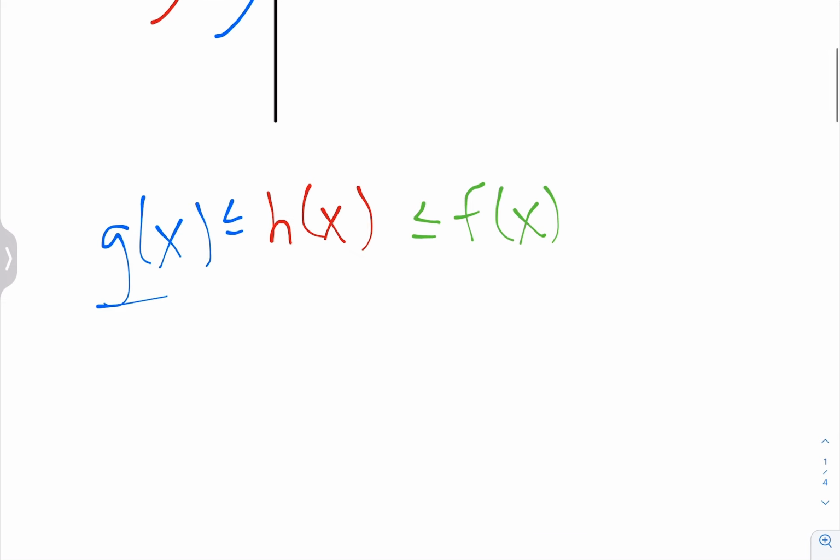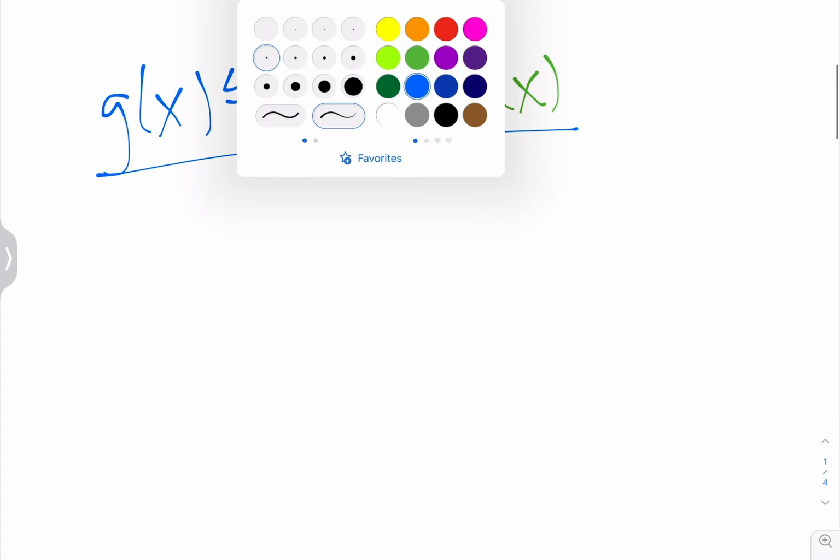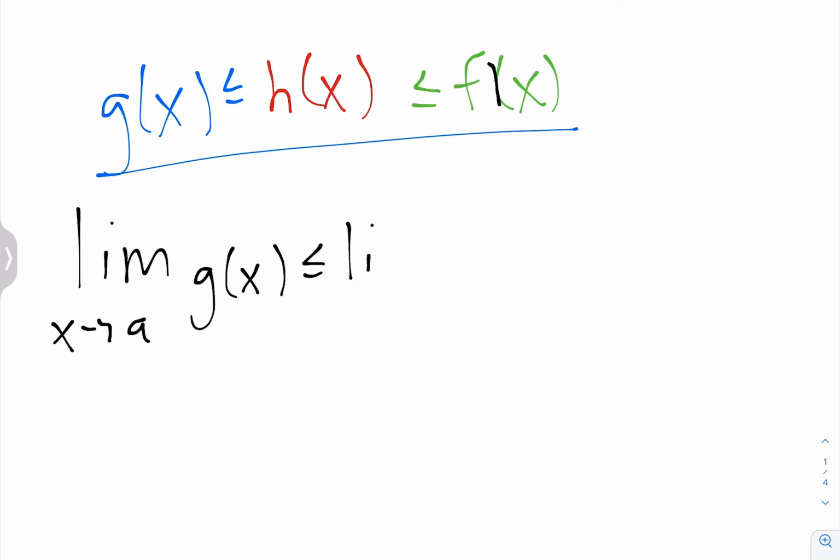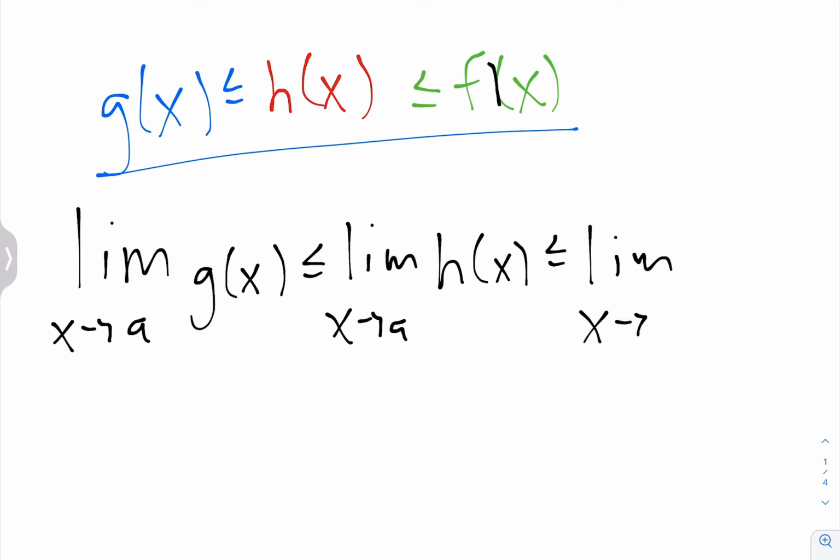So if we know that h of x, some function, is between the two other functions, g of x and f of x, we can also deduce that the limit as x approaches some value a for g of x is going to be less than the limit as x approaches a for h of x, which is going to be less than the limit as x approaches a of f of x.